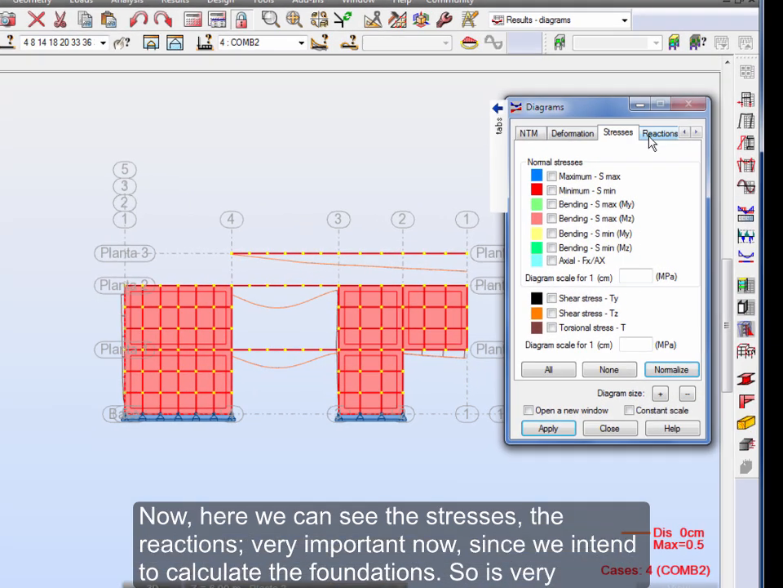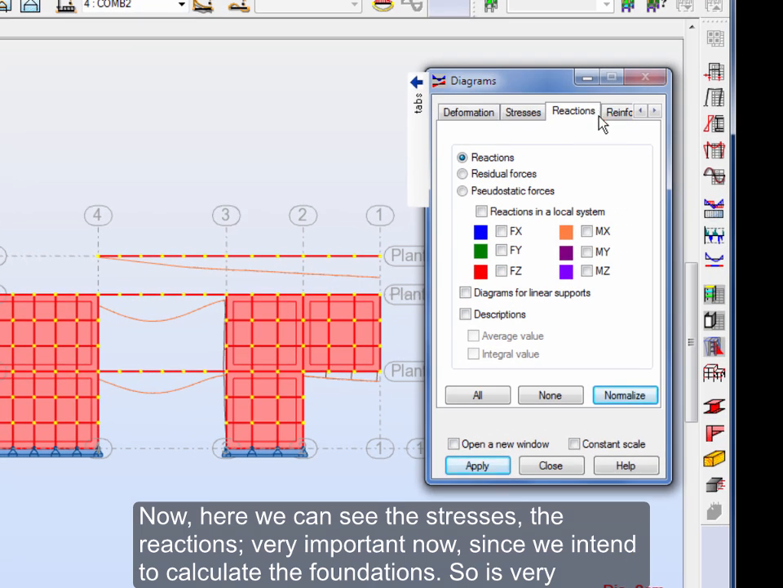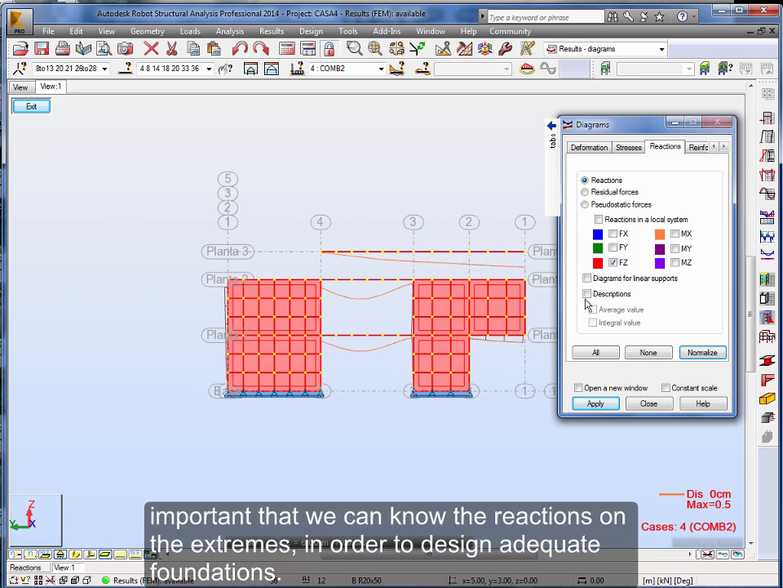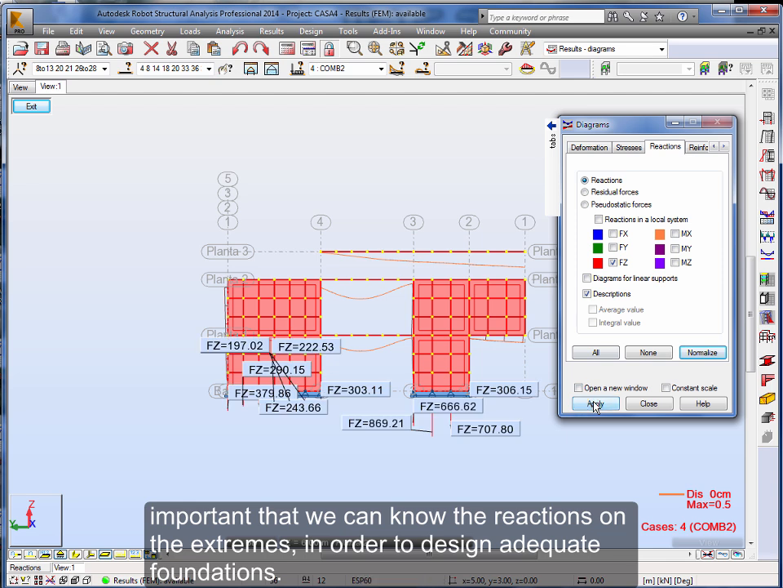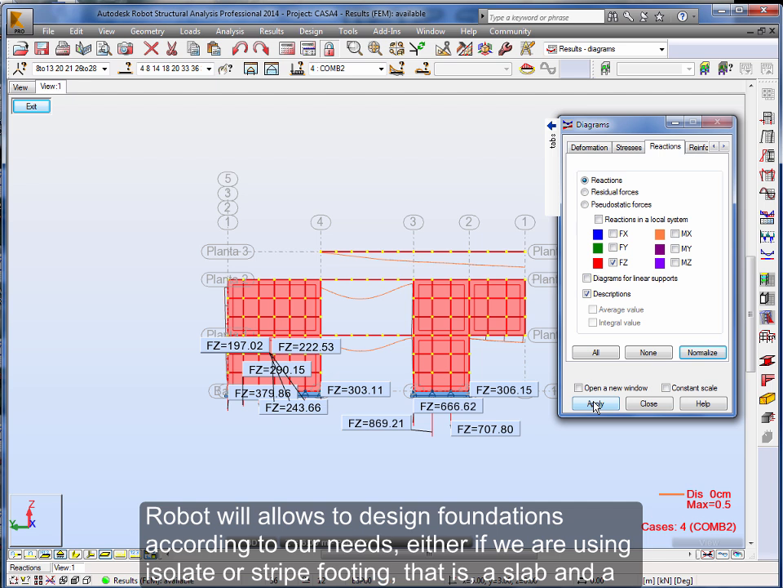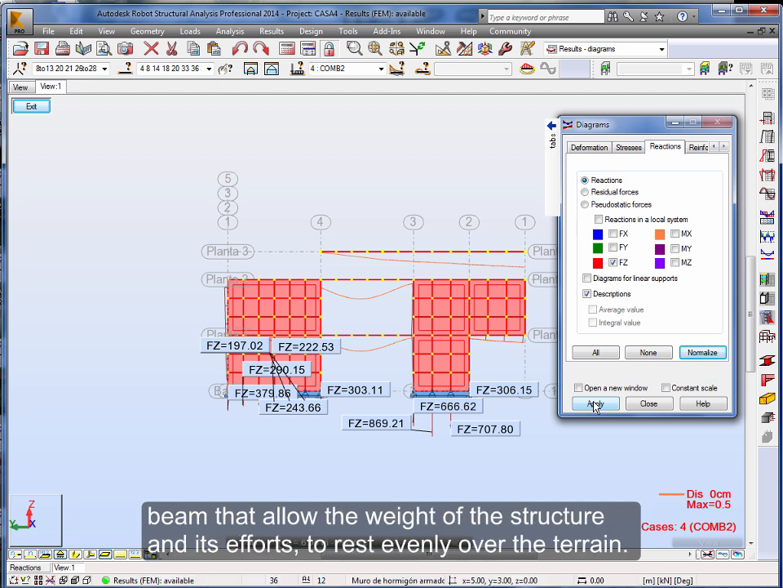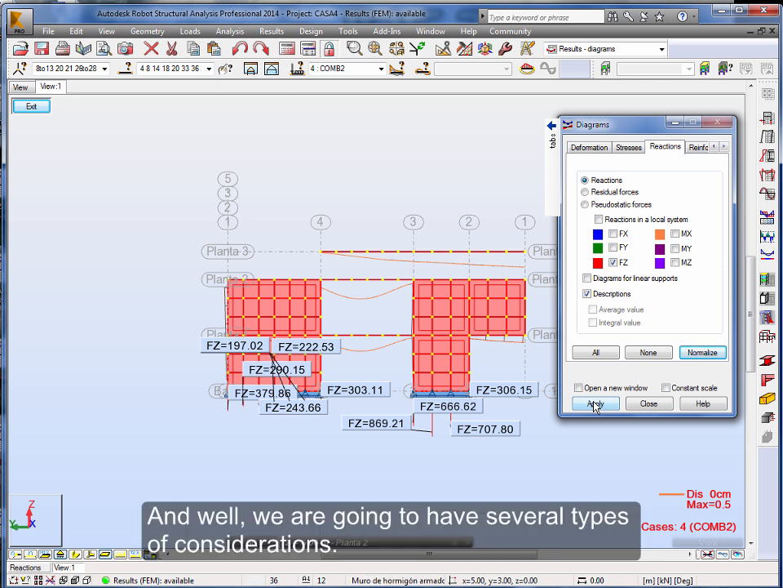Now, here we can see the stresses and the reactions, very important now, since we intend to calculate the foundations. It's very important that we can know the reactions on the extremes, in order to design adequate foundations. Robot will allow us to design foundations according to our needs, either if we are using isolated or strip footing, that is, a slab and a beam that allow the weight of the structure and its efforts to rest evenly over the terrain. And well, we are going to have several types of considerations.